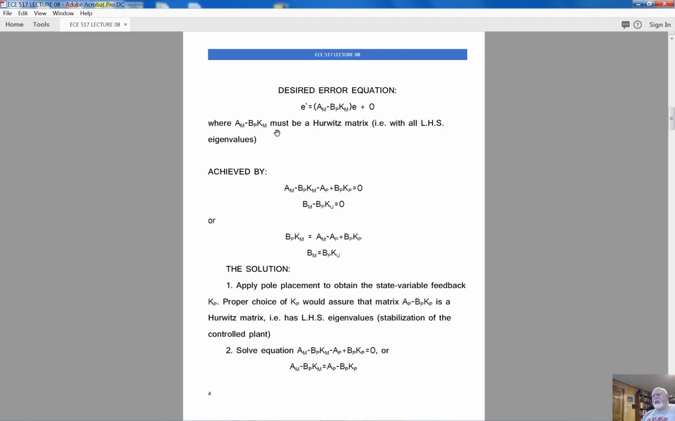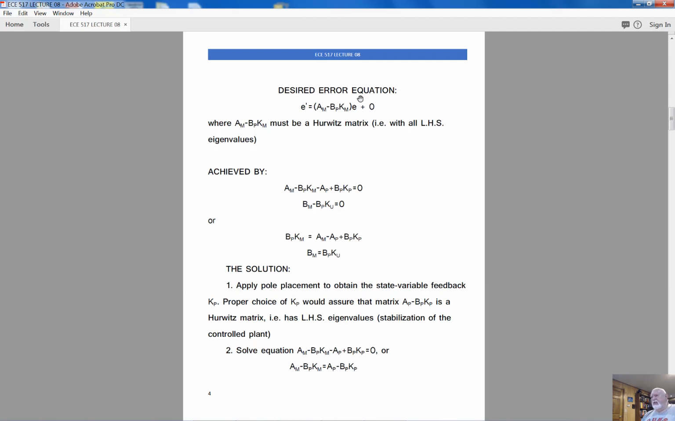You know, the terminology that is used is this: AM minus BPKM must be a Hurwitz matrix. Well, all its eigenvalues should be in the left-hand side of the complex plane, which means this is the definition of the Hurwitz matrix.